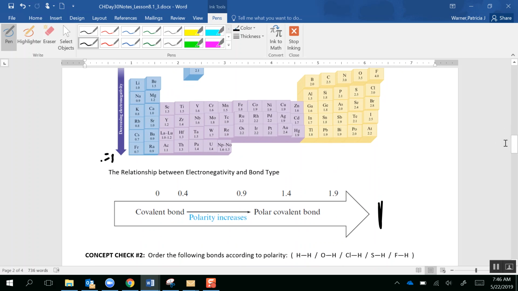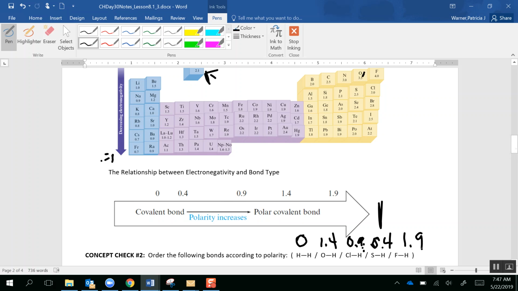There we go. Okay, so in an H-H bond, the difference in electronegativity is going to be 0, because if I subtract 2.1 from 2.1, I get 0. Now, the difference between the electronegativities of oxygen and hydrogen is 1.4, because you see oxygen's here, and then hydrogen's still 2.1. Chlorine-hydrogen is going to be 0.9. Sulfur-hydrogen is going to be 0.4. Fluorine-hydrogen is going to be 1.9.